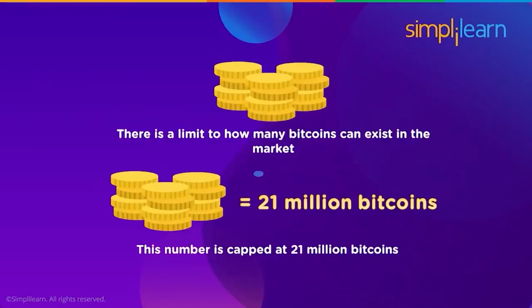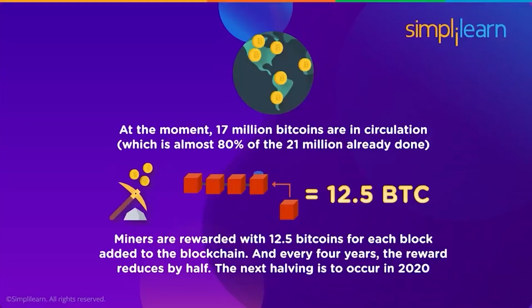Limited number. There's a limit to how many bitcoins can exist in the market. This number is capped at 21 million bitcoins. As of this moment, 17 million bitcoins are already in circulation. To give you an idea, that's almost 80% of the 21 million already done. But don't worry, until 2140, we'll still have bitcoins to mine. This is because of how miners are rewarded. Now, miners are rewarded with 12.5 bitcoins for each block added to the blockchain, and every 4 years, the reward reduces by half. The next halving is supposed to occur in 2020, where the reward reduces to 6.25 bitcoins.